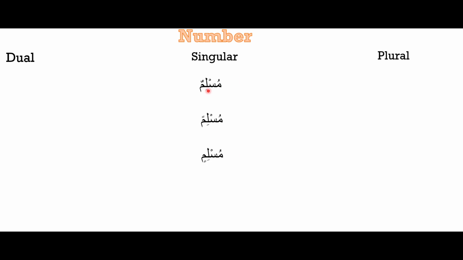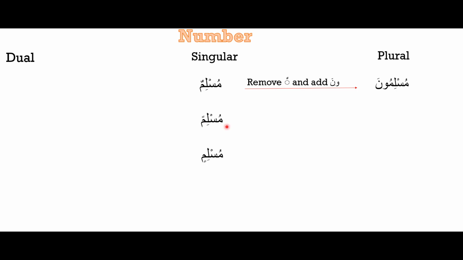In order to change this singular ism to plural in marfu state, we have to remove this dhamma sign, dhammatain, and add this waw noon. It will be muslimuna, one Muslim, group of Muslims.